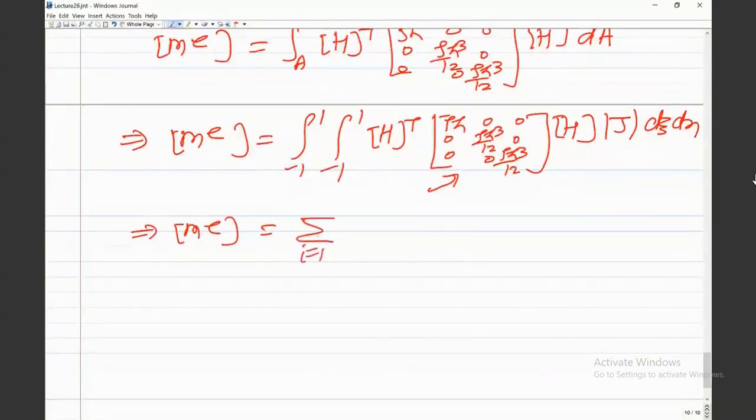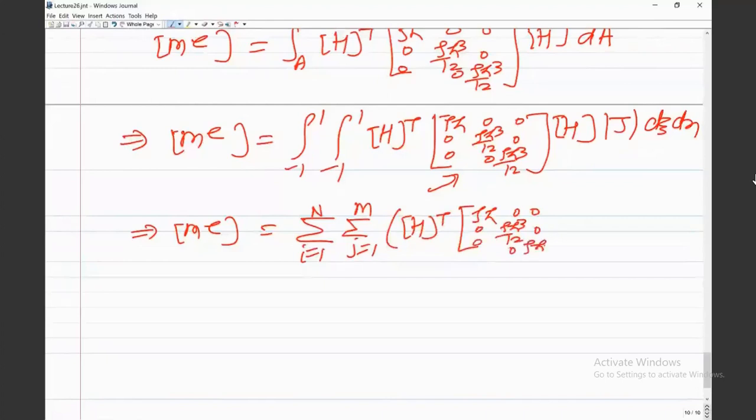So you have i equal to 1 to n, j equal to 1 to m, and then we will have this whole thing: H transpose into the matrix with rho H, 0, 0, rho H cubed by 12, 0, 0, 0, rho H cubed by 12, into H into determinant of J. This whole thing is evaluated at xi i, eta j into Wi Wj.